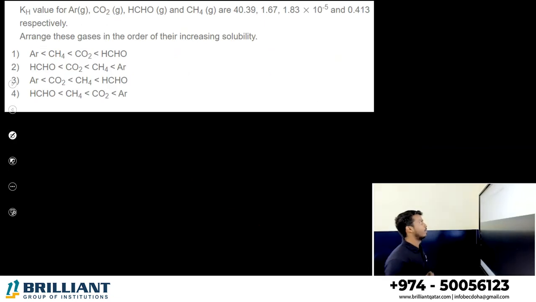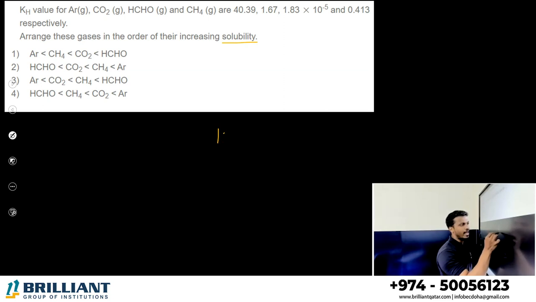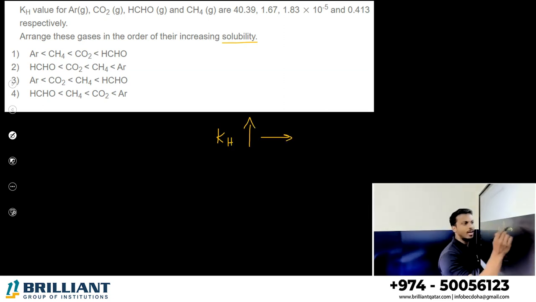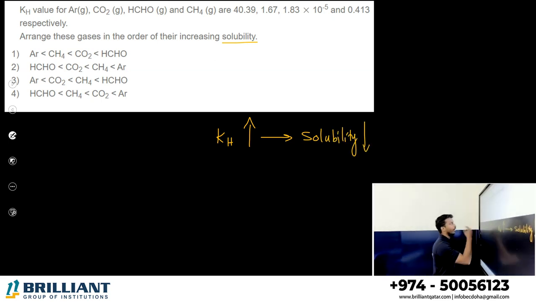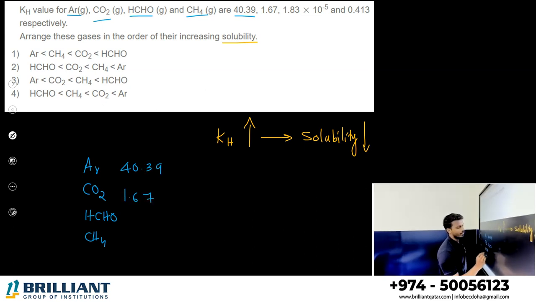Careful. Next one. KH values for different gases are given here. Arrange these gases in the order of their solubility. We know the relation between KH value and solubility. If KH value increases, we studied that solubility of the gas decreases. That's all now. So let's go here. What are the gases given here? Argon. After that, carbon dioxide. After that, methanal, formaldehyde. After that, methane. Alright. What are the values given? Argon 40.39. After that, 1.67. After that, 1.83 into 10 to the power minus 5. After that, 0.413. Okay, let's go.